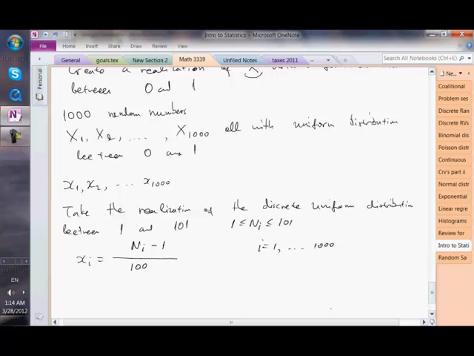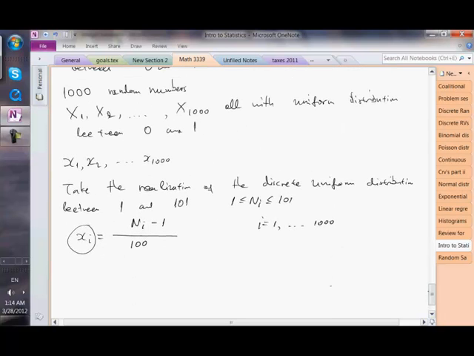This is a realization. And as I said, these numbers are simply a random sample of size 1000 of the uniform distribution between 0 and 1. By gathering just the data points, the data numbers, we say that we have a realization of the uniform distribution between 0 and 1.